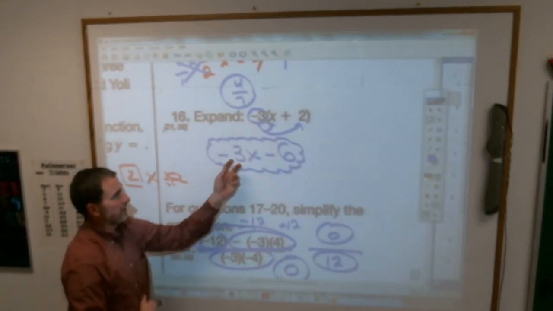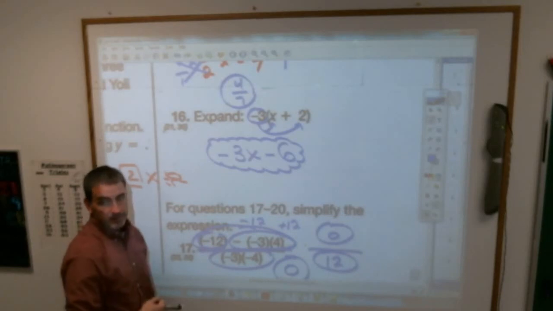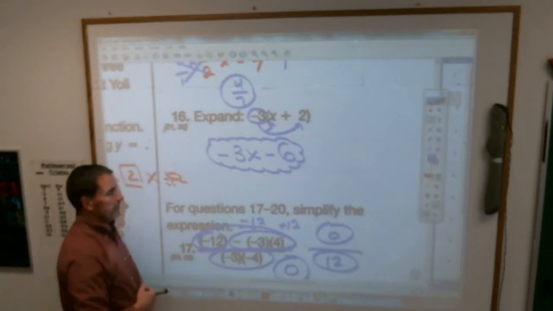Negative 3 times x is negative 3x, negative 3 times 2 is negative 6. There's not much more to it than that. Because 1 is negative, the whole thing is negative.